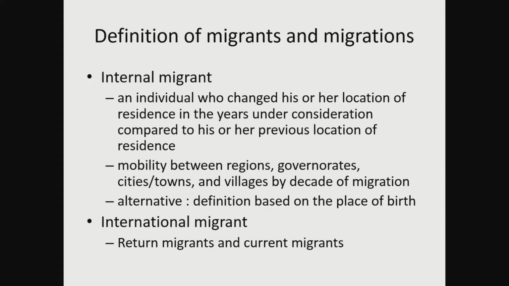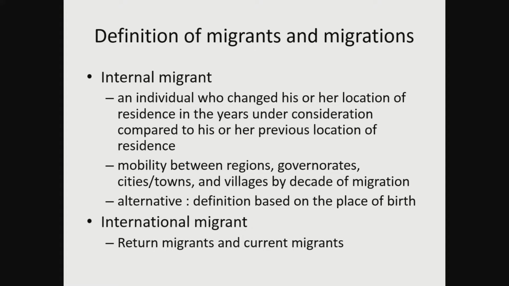And then, when we analyze it, we have an alternative definition that is just based on the place of birth. So we say that an internal migrant is a person who, at the time of the survey, is living in a different place from where he was born.